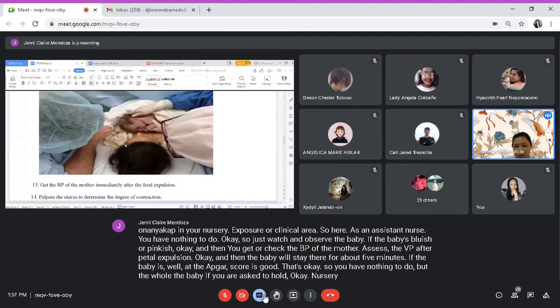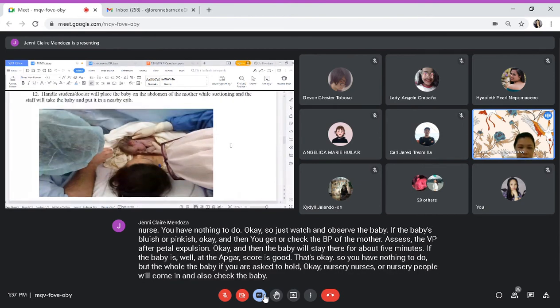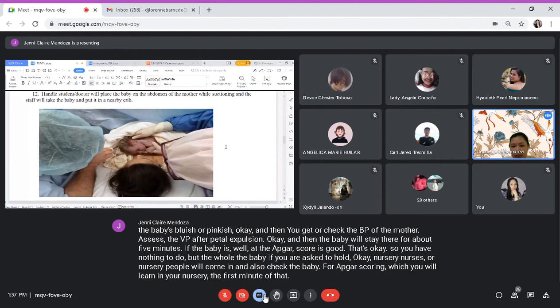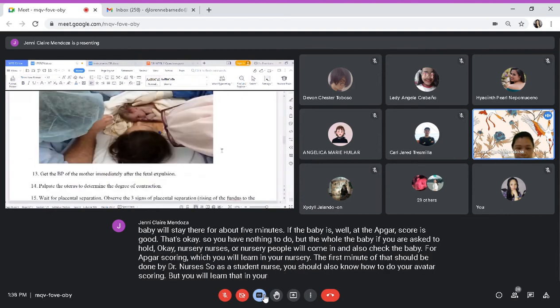Nurses or nursery people will come in and also check the baby. For the Apgar score, which you will learn in your nursery, the first minute of that should be done by the delivery room nurses. So as a student nurse, you should also know how to do your Apgar score. But you will learn that in your nursery lang.